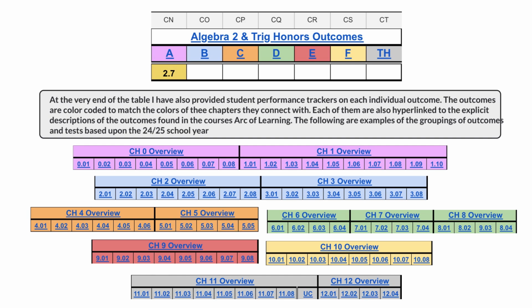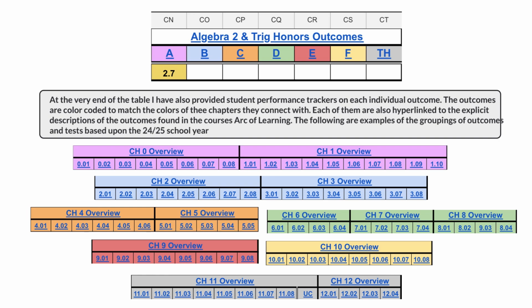The last thing I want to go over is something that you'll find to the very far right of the table. Most students and parents do not necessarily need to look here, but it is here in case you want to go into a deeper dive. And that is looking at the actual outcomes for the Algebra 2 course. So at the very end of the table, I've also provided student performance trackers on each individual outcome. The outcomes are color coded to match the colors of the chapters they are connected with.